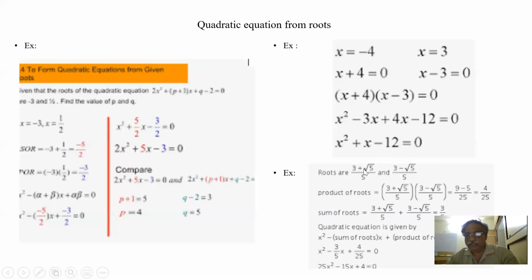Irrational roots: 3 plus root 5 and 3 minus root 5. In the sum, these two get cancelled, so I'll get 2 into 3/5. The sum of the roots is 2 into 3/5, and the product of the roots is a square minus b square, 9 minus 5, which is 4/25. What is the sum of the roots? Sum of the roots is 6/5.